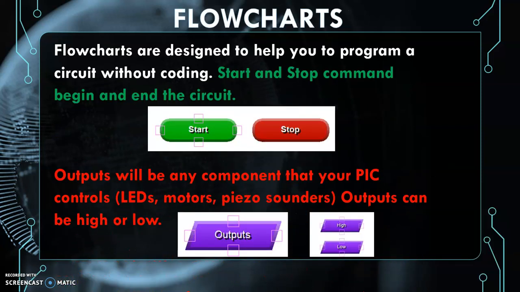So your flowcharts. Flowcharts are designed to help you program a circuit without coding. Start and stop commands are the begin and end of every circuit. Outputs will be any component that your PIC chip controls. A PIC chip is your wee computer that's basically inside your electronics. So in your circuits next year, you will all have a PIC chip. That is the brain that's in it. Outputs will be any component that your PIC controls, so your LEDs, motors, piezo sounders, buzzers, anything like that. Outputs can be high or low. It's just the type of frequency, the type of voltage and current that you need to go through to it.